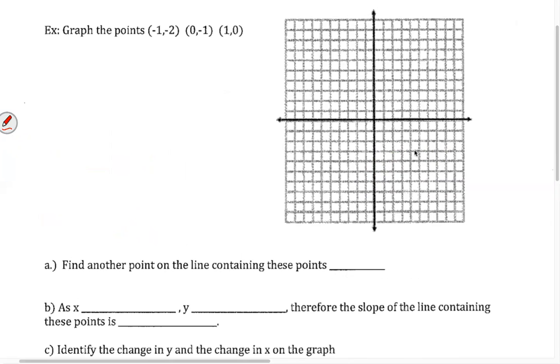Well, let's look at this. It was (-1, -2), and it was (0, -1), and (1, 0). And we had this set of directions. We had the rise over the run, which was 1 over 1, and they're both positive. And this is where it's getting at. Since it's positive, it's increasing. So as x increases or goes up, y goes up or increases. Therefore, my slope containing these points is positive.